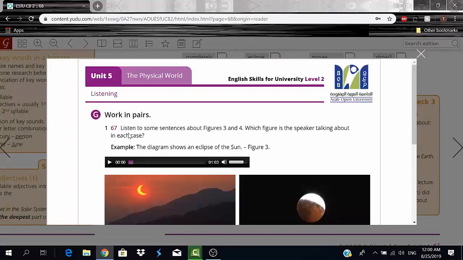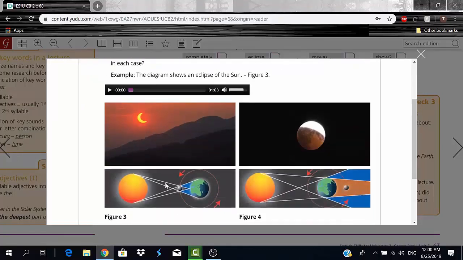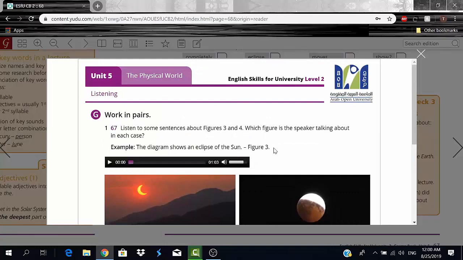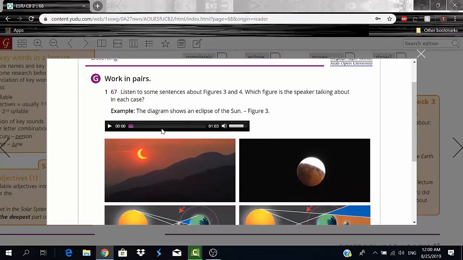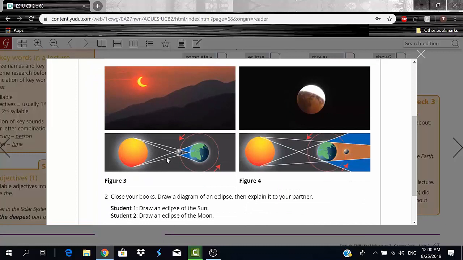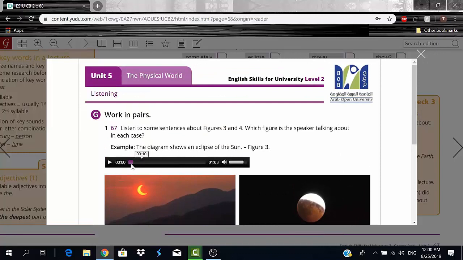So we have, listen to some sentences about figures 3 and 4. So I'm guessing this and this. Okay, which figure is the speaker talking about in each case? Okay, and here we have an example. The diagram shows an eclipse of the sun, figure 3. So we're going to be going over figure 3 and figure 4. We're going to be choosing depending on the information in the audio. Okay, you guys? So here we go.